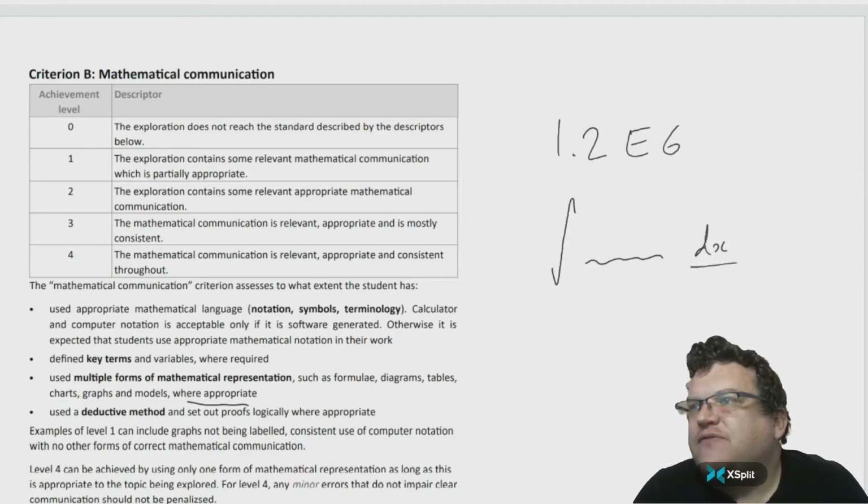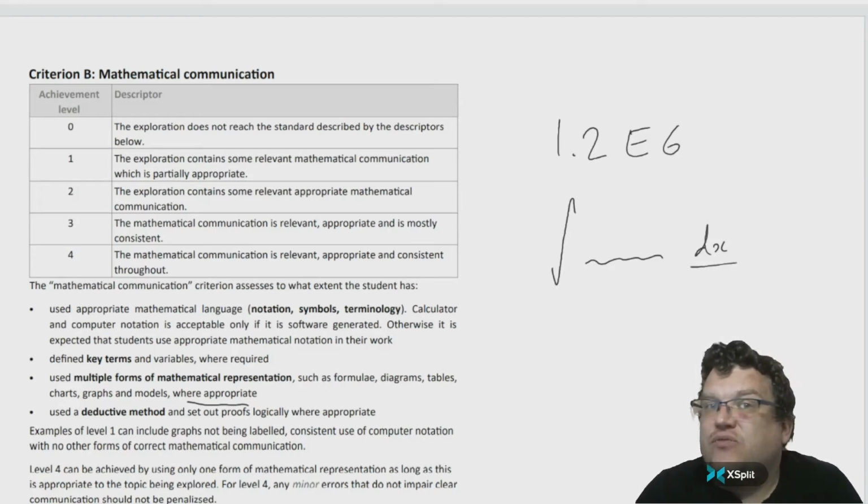We've got examples of level 1 can include graphs not being labeled, consistent use of computer notation, etc. So the labeling thing is also really important. Yes, you might think if you write a graph showing GDP of countries versus time, that it's obvious what your axes are, and I'd agree, but you still need to label them. And again, one or two slips here can cost you quite dearly. I think the key there is relevant, appropriate.